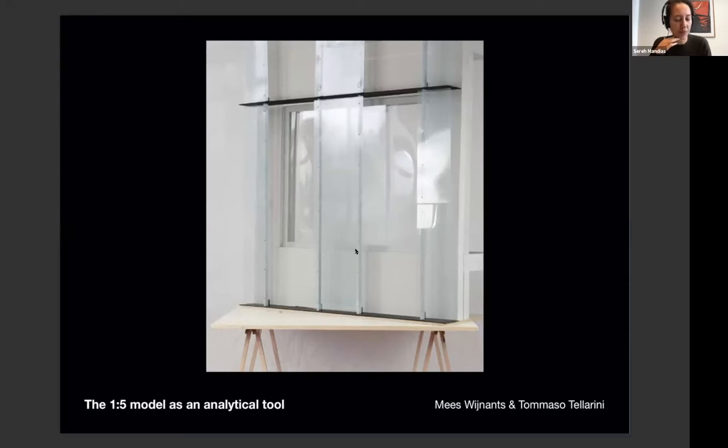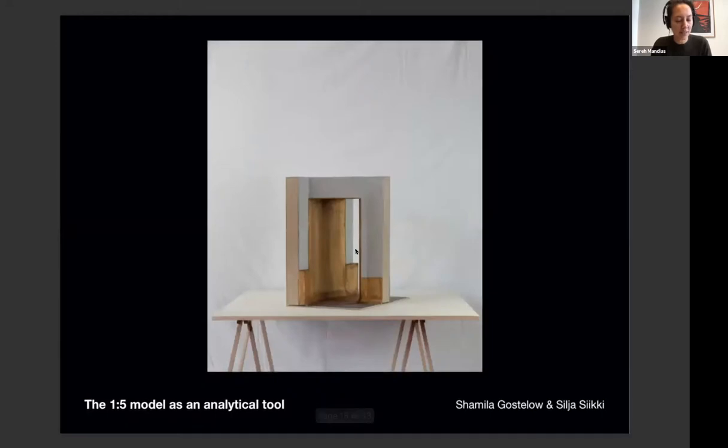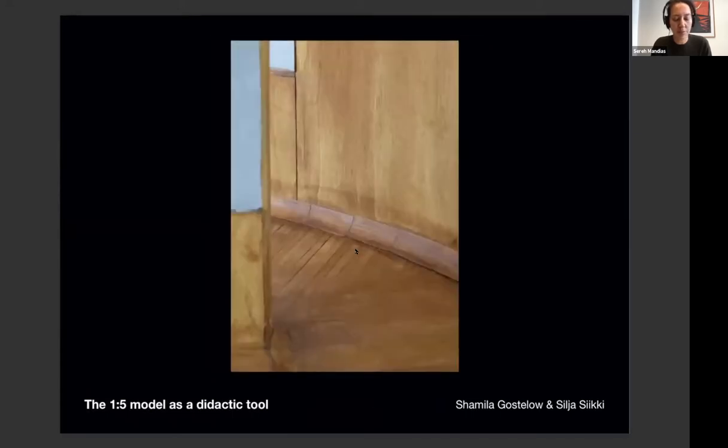Using the 1-5 model therefore implies a specific way of looking, one that locates valuable architectural themes within the material fragment. For example, this fragment of the facade of the extension by Robrecht and Daam, which explored the layered relationship between inside and outside. Or this model, which isolated the thickened wall in between two galleries in the original museum and focused the attention on the idea of the museum as a series of thresholds.